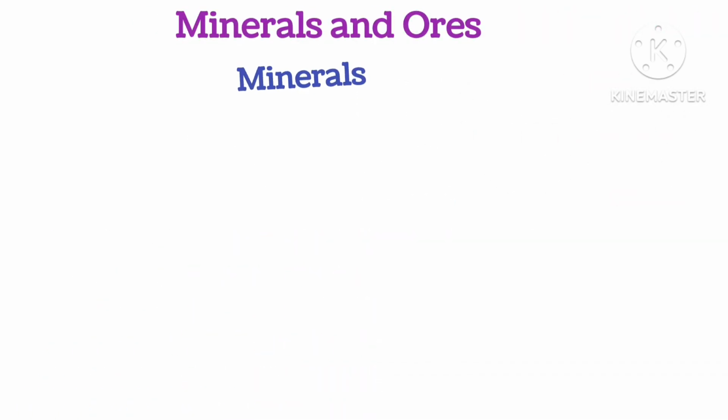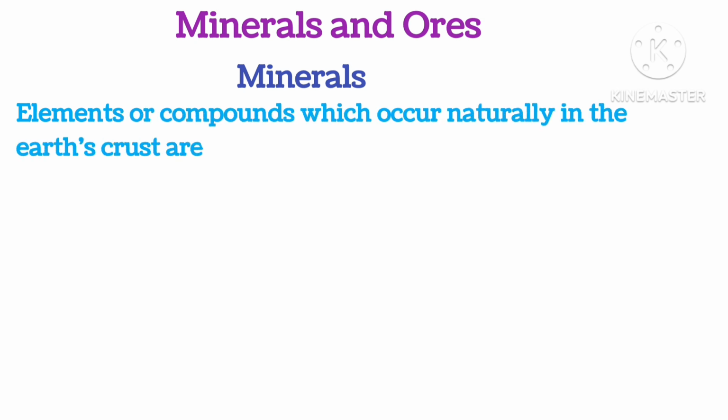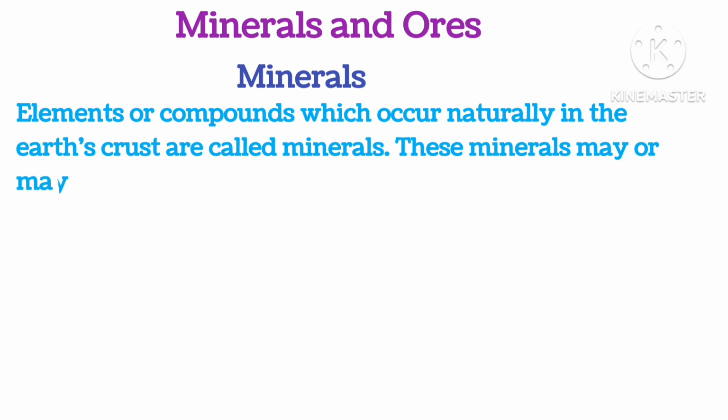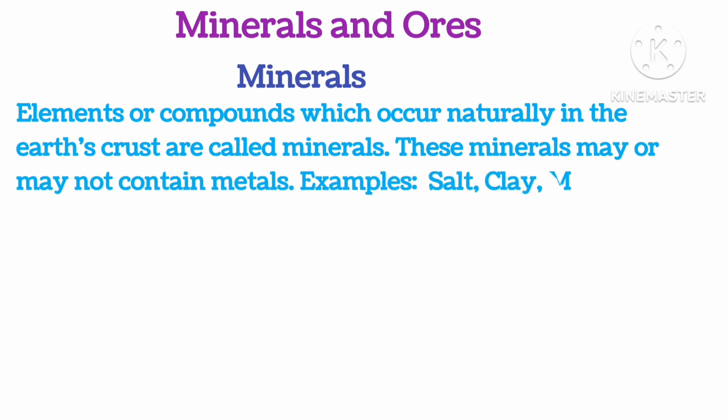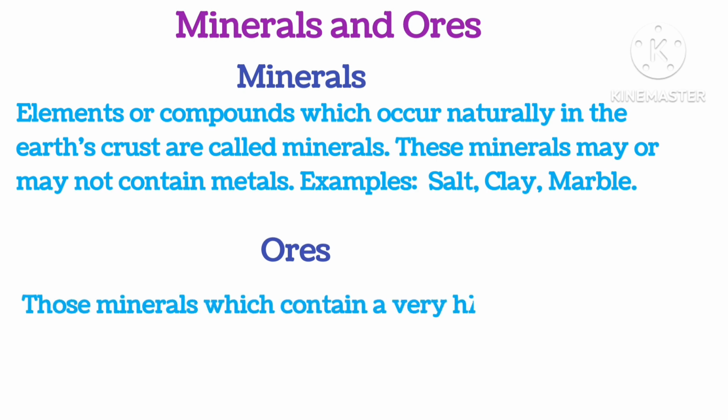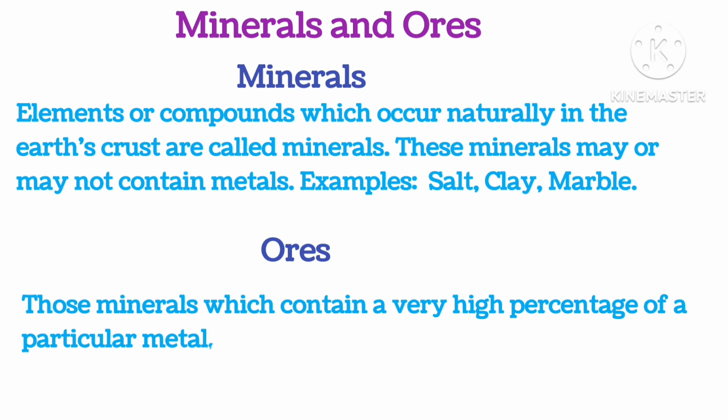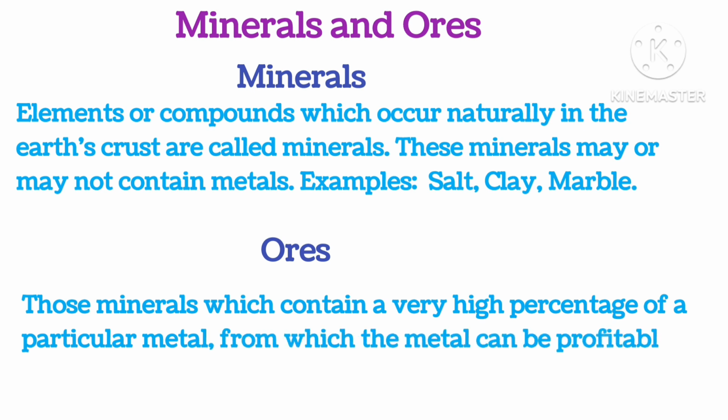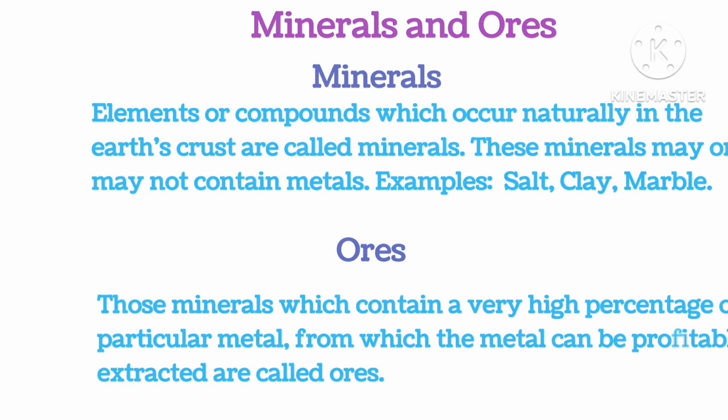Minerals and ores. Minerals. Elements or compounds which occur naturally in the earth's crust are called minerals. They may or may not contain metals. Examples: salt, clay, marble. Ores. Those minerals which contain a very high percentage of a particular metal from which the metal can be profitably extracted are called ores.